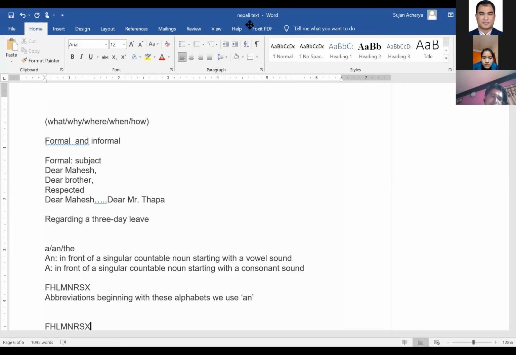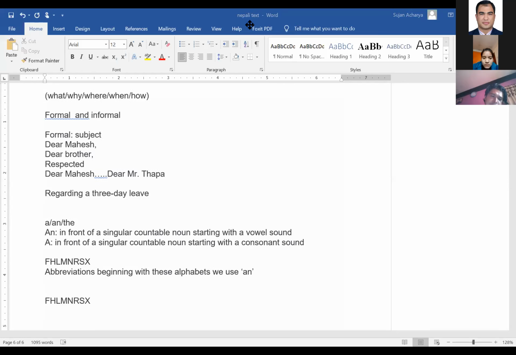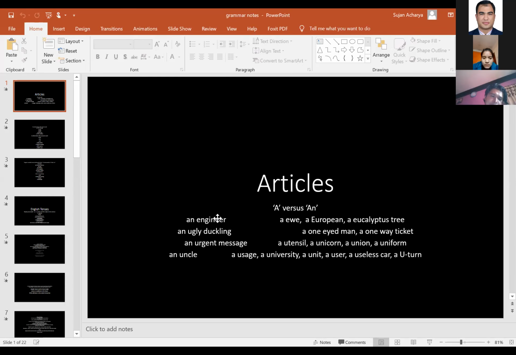An engineer, an ugly duckling, an urgent message, an uncle, and I would like you to copy all these, especially the questions. Not an utensil. The articles that are used with the left and right hand side sections are very, very important.